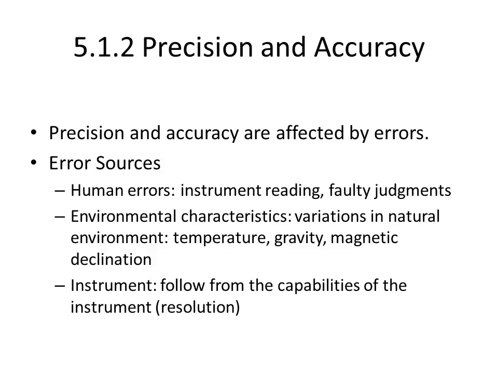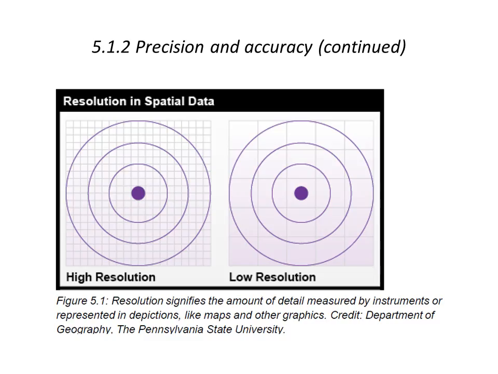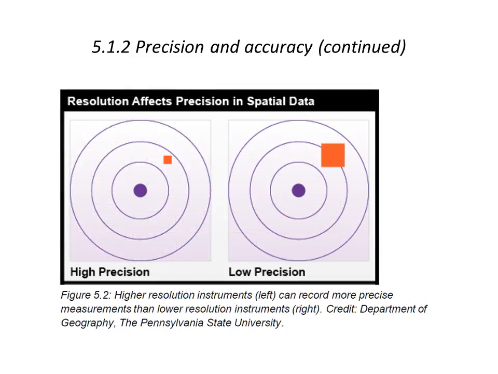Resolution has to do with how finely an instrument can understand the sampling it's doing. So here's an example of resolution. This diagram shows the concept that resolution signifies the amount of detail measured by instruments or represented in depictions like maps and other graphics. High resolution would allow, for example, this grid cell approach to be more highly specific versus low resolution, which is less specific. And it shows the resulting recording of area on the Earth's surface. In the case of low precision, a larger cell. In the case of high precision, a smaller cell.